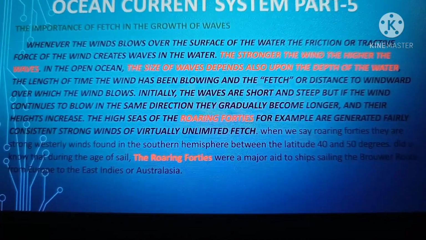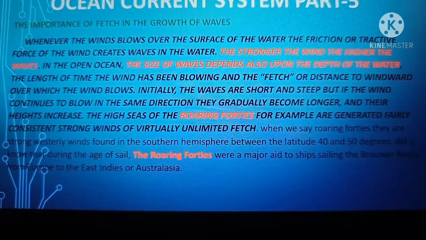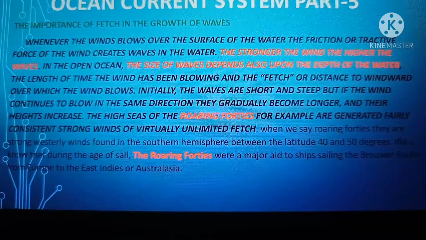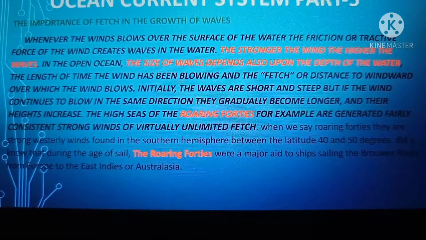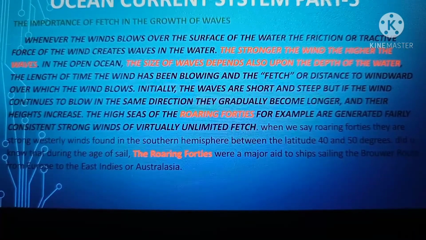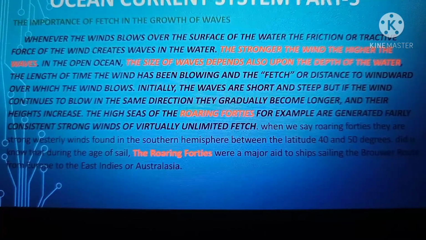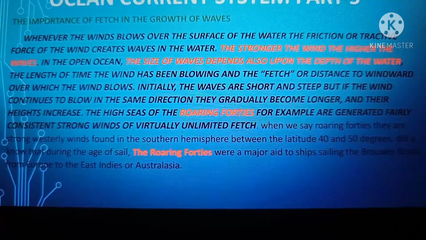The roaring forties are strong westerly winds found in the southern hemisphere between latitudes 40 and 50 degrees. Did you know that during the Age of Sail, the roaring forties were a major aid to ships sailing the Brouwer route from Europe to the East Indies or Australasia?